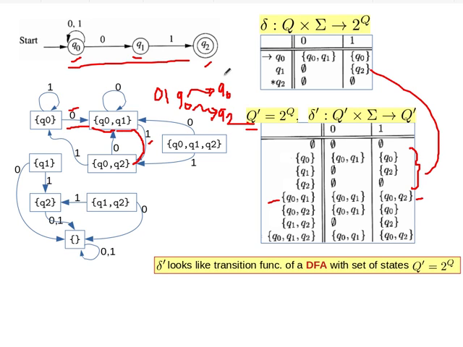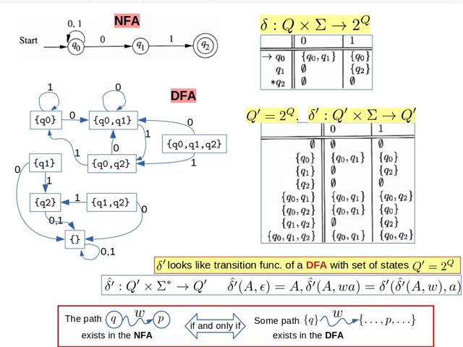So what is happening here is, this is in fact a DFA, and what is the set of states? The set of states is this 2 to the q. The transition function is this delta prime, and this is true, this red box here. So in our NFA, we have a path, say from state q to p, if and only if, and this is important, if and only if we have a path here from, say, this singleton set.